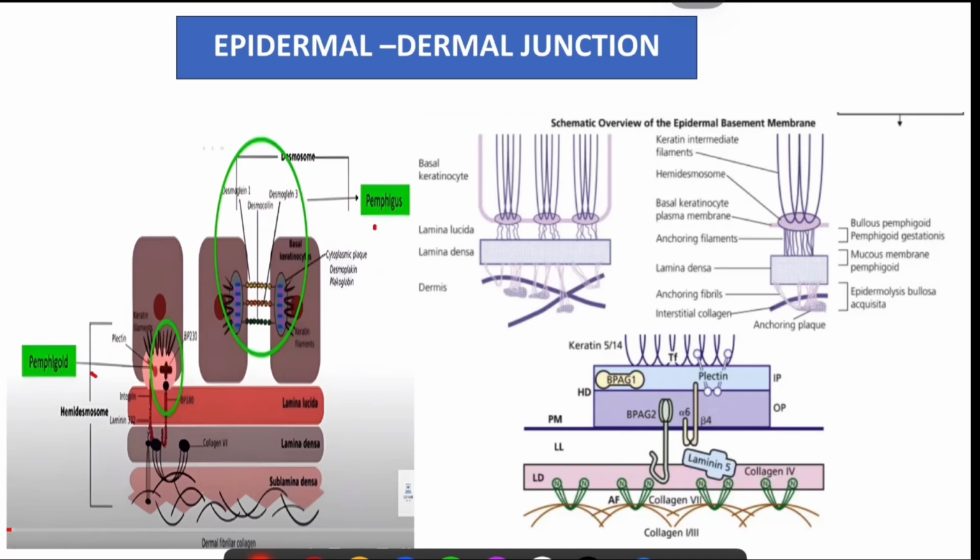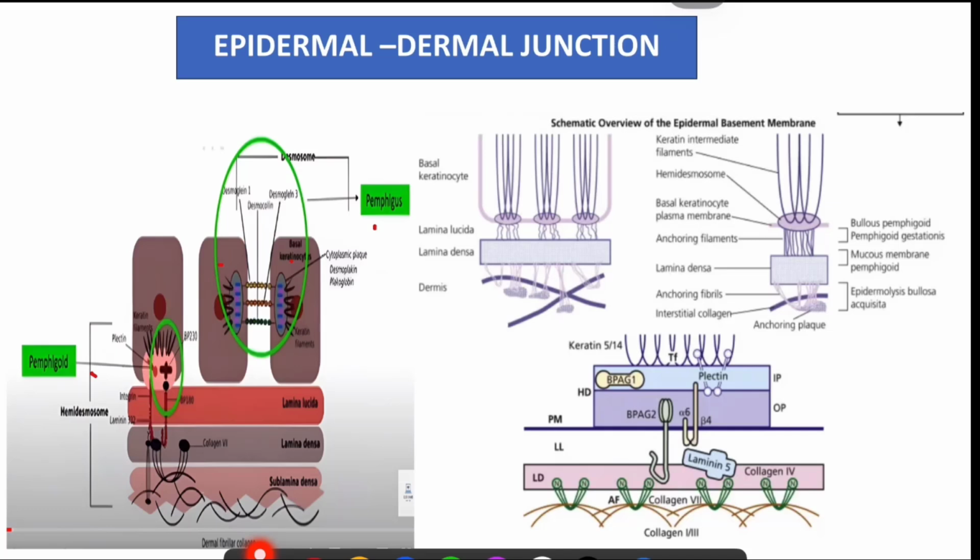So here these are the keratinocytes, which have desmosomes, and these desmosomes help to hold these two cells together in a proper bond. If this is broken, or if there are antibodies to this junction, then there is a bullous formation which is called intraepidermal. So two keratinocytes are separated because of damage to the desmosome, which is pemphigus.